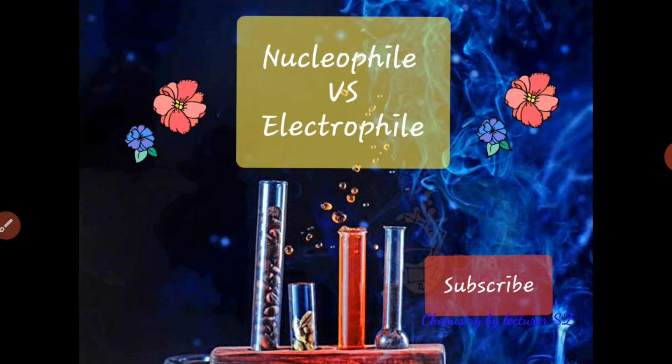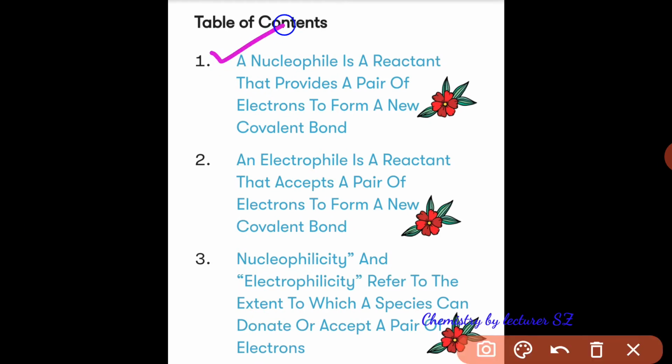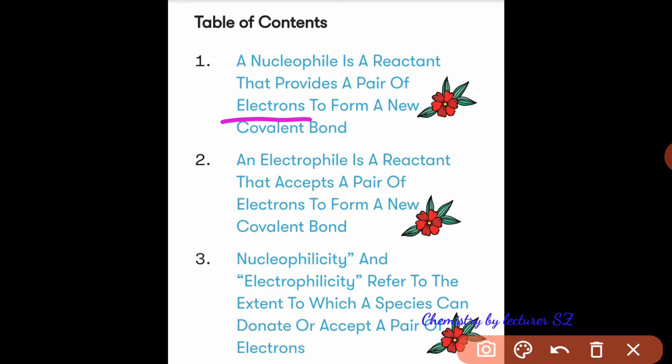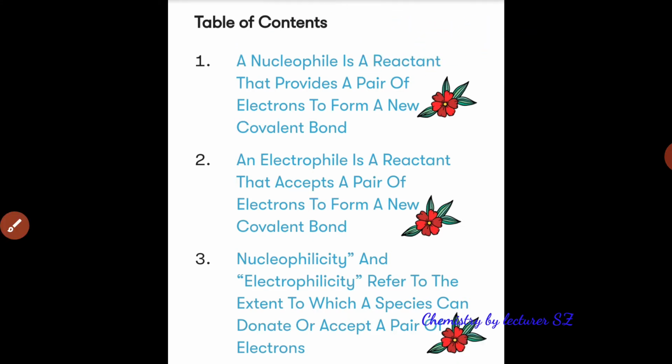It is a comparative video between both terms. I will explain the terms and will compare them both as well. So I'm going to explain what is nucleophile, what is electrophile, and what is nucleophilicity and electrophilicity. A nucleophile is a reactant that provides a pair of electrons to form a new bond. And an electrophile is a reactant that accepts a pair. So one is an electron donor, and this is an electron acceptor, the electrophile.